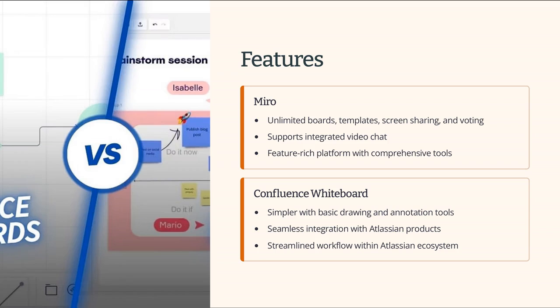Miro offers a comprehensive set of features including unlimited boards, templates, screen sharing, and voting. It also supports video chat within the platform. On the other hand, Confluence Whiteboard is simpler with basic drawing and annotation tools. However, it is seamlessly integrated with other Atlassian products, providing a more streamlined workflow for users already in that ecosystem. So, if you need a feature-rich platform, Miro is your go-to, but for simplicity and Atlassian integration, Confluence Whiteboard is a strong choice.